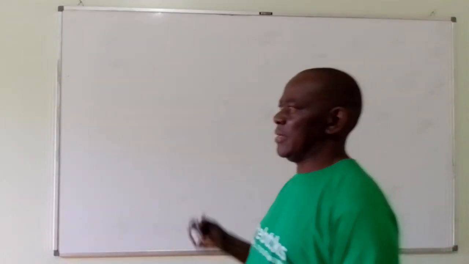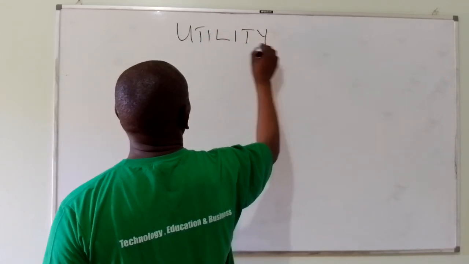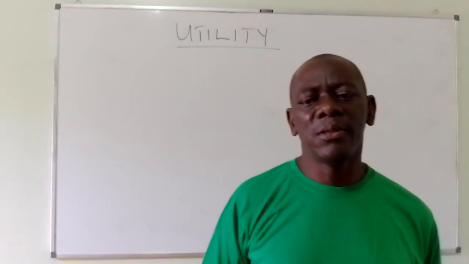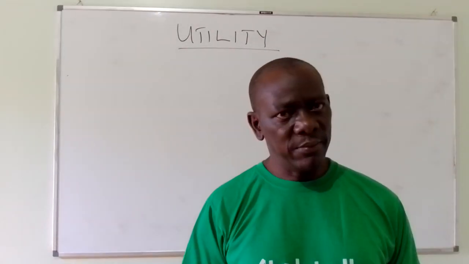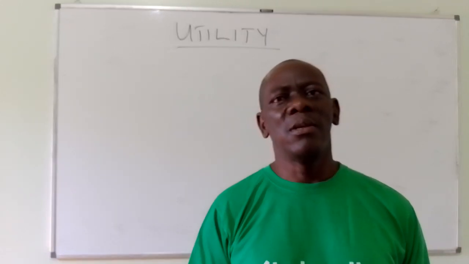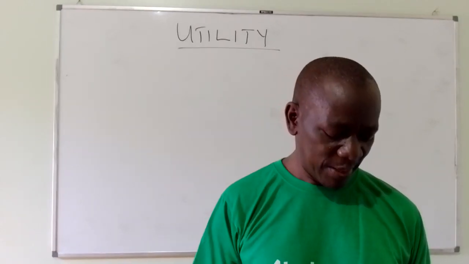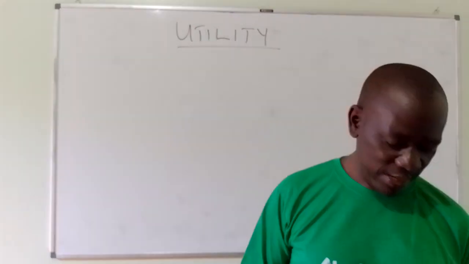Yes, we are now looking at another aspect of economics still under price theory. And this one is utility. Consumer behavior, and we are looking at utility. Utility is a common terminology which is used in many places. If you are using social services like water supply and electricity, we normally call them utilities. But this time we are not looking at those utilities, we are looking at utility in economics.